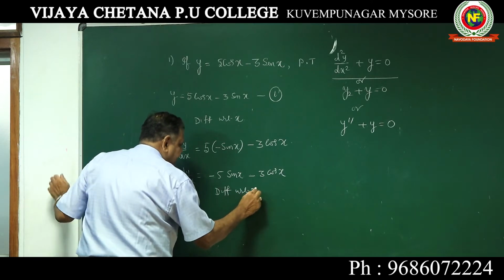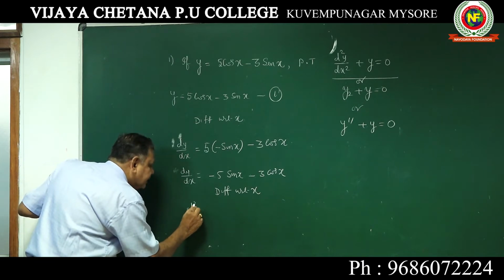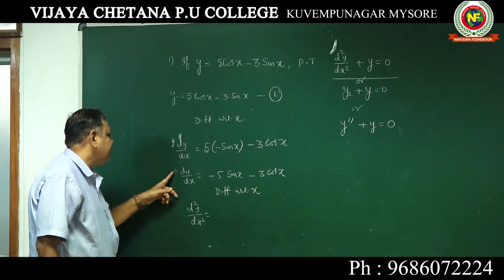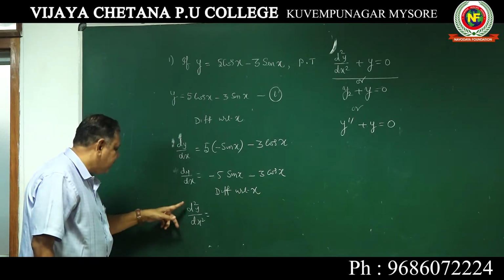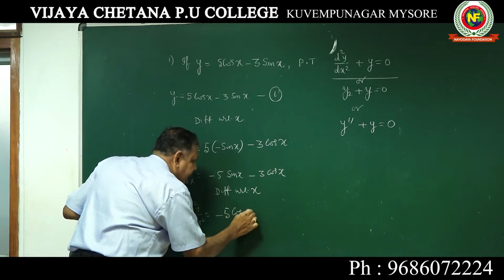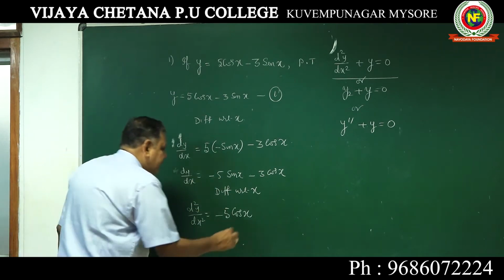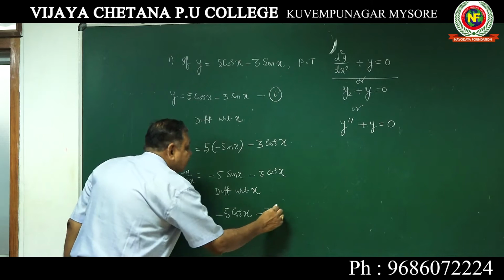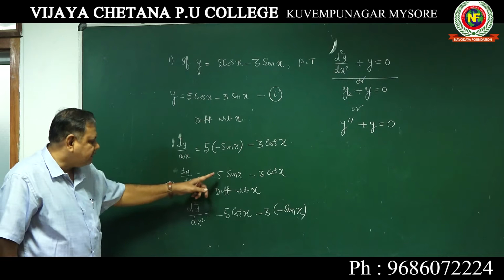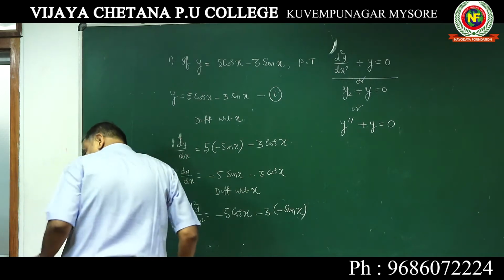Second derivative means differentiate with respect to x again. When you differentiate with respect to x, you get d square y over dx square. When you differentiate dy by dx, it is d square y over dx square, which is minus 5 cos x, since sin x differentiation is cos x, minus 3 into the differentiation of cos x, which is minus sin x. Please note here, minus 5 cos x minus 3 into minus sin x.